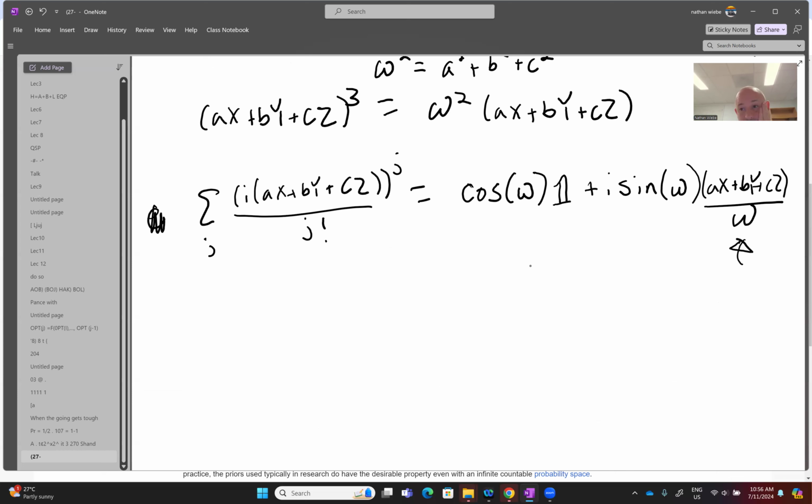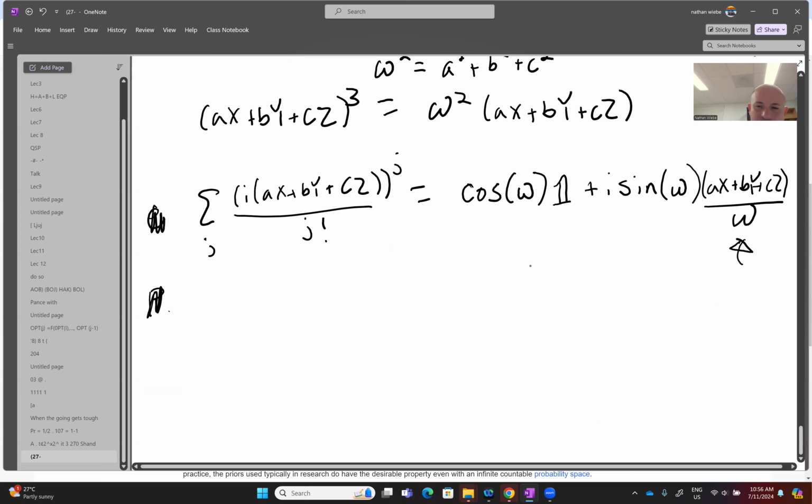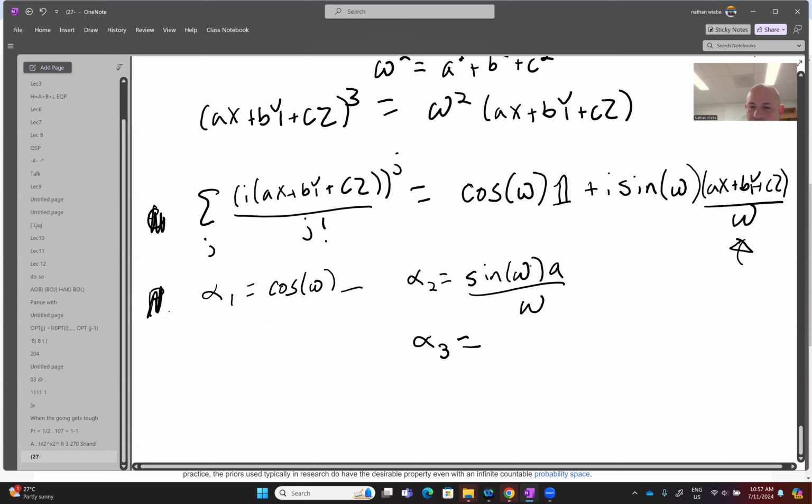And now this is a linear combination of unitaries. So if I were to build a prep circuit for doing this, first off, let's define alpha 1 to be cosine omega times identity. And then alpha 2, well, actually, sorry, there's no identity here. Alpha 2 will be equal to sine omega A over omega. Alpha 3 equals sine omega B over omega. And alpha 4 will be equal to sine omega C over omega.